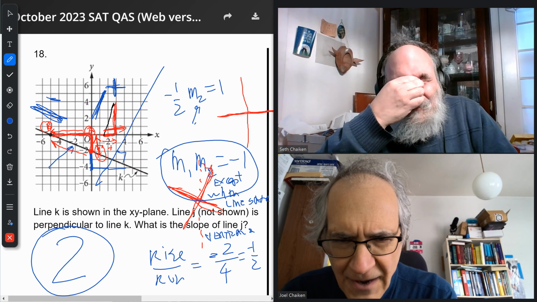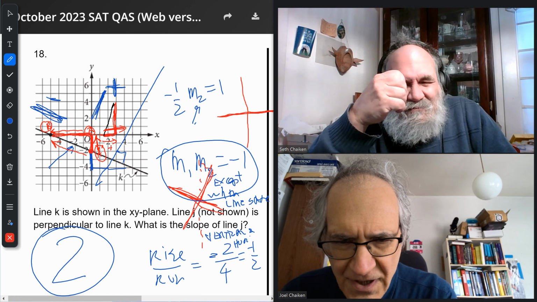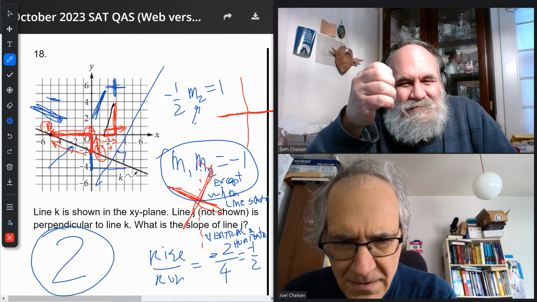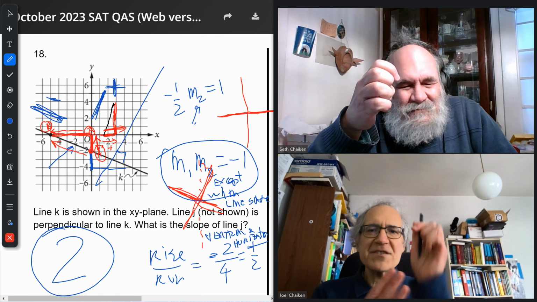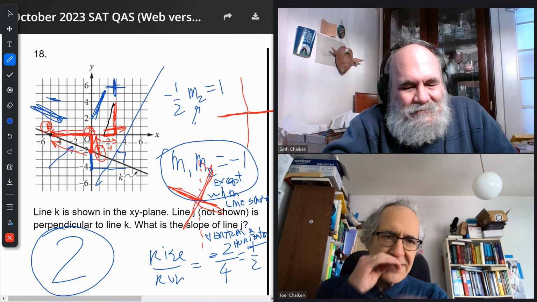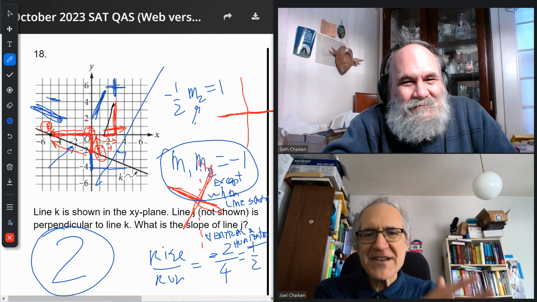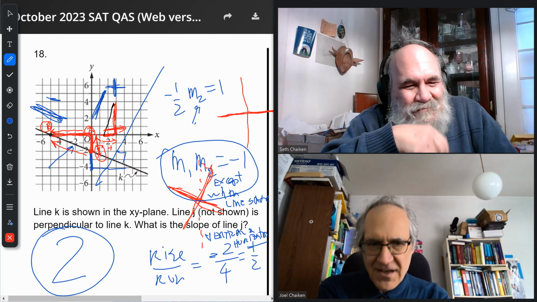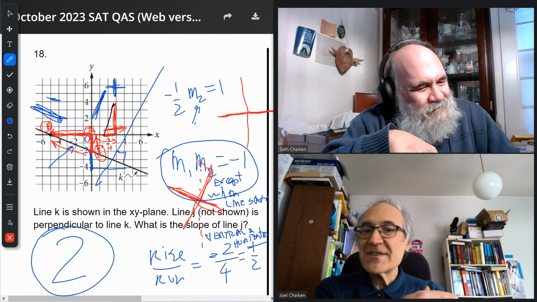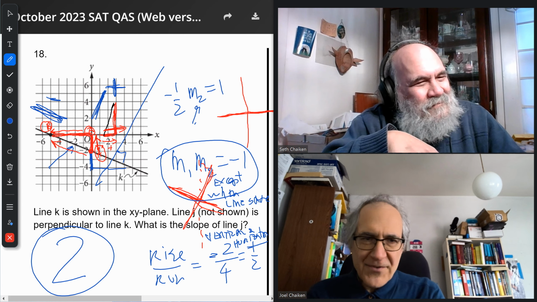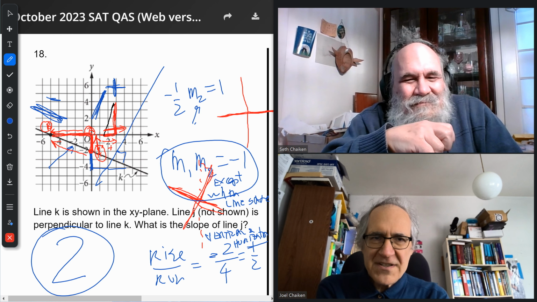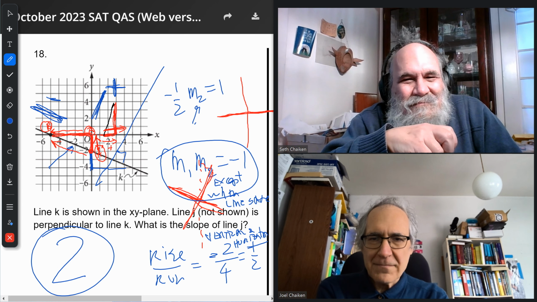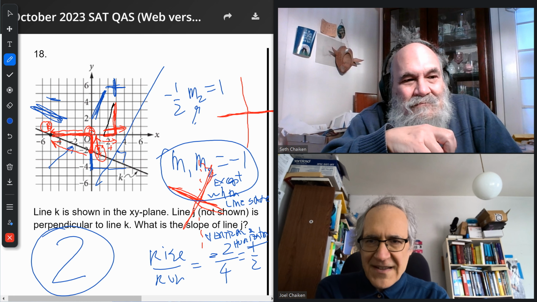Now we just know in the case of vertical and horizontal that they are perpendicular. Vertical and horizontal lines are perpendicular. So a line perpendicular to a vertical line is a horizontal line, and a line perpendicular to a horizontal line is a vertical line. And we don't deal with the slopes. Just say that those lines are perpendicular. Okay, so I think we're done.